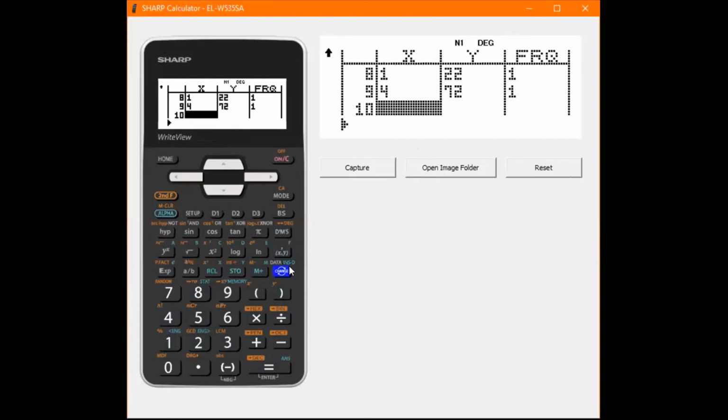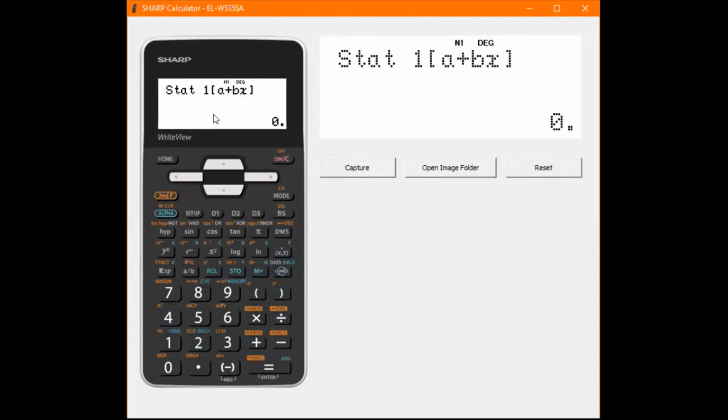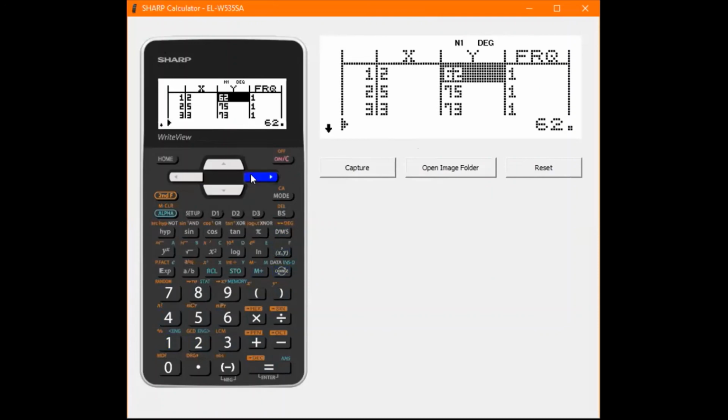Okay, so from here, what we're going to do is press our change button. Change will just switch between your calculation screen, which is this one, and your data. So you can go back and edit and change anything that you like on the data screen.